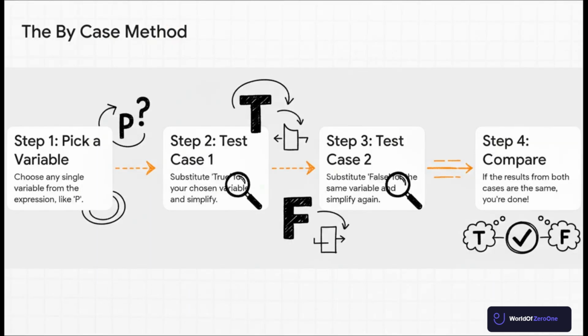And it really just breaks down into 4 simple steps. First, pick a variable. Any variable will do. Then you test the whole expression, assuming that variable is true. After that, you test it again, but this time assuming that same variable is false. And if you get the same answer both times, boom, you're done.